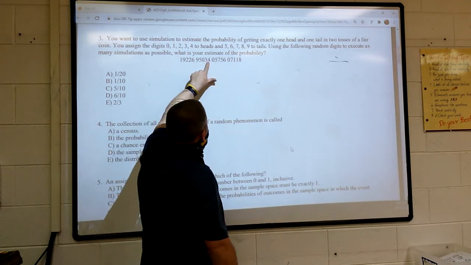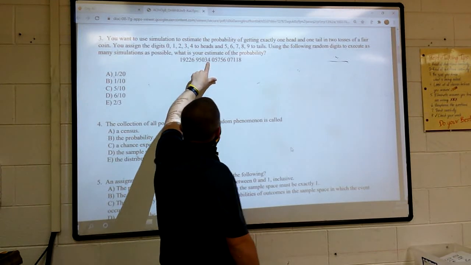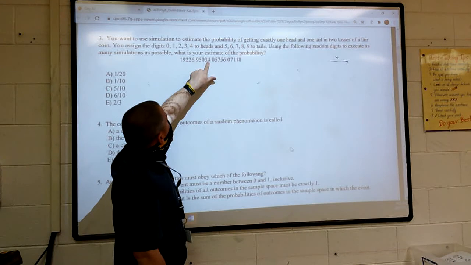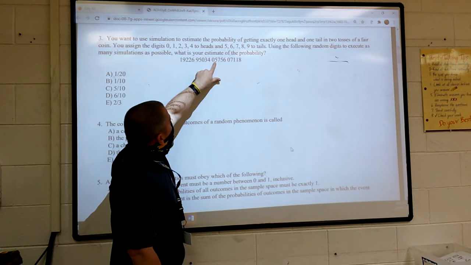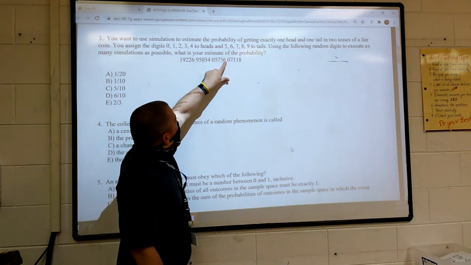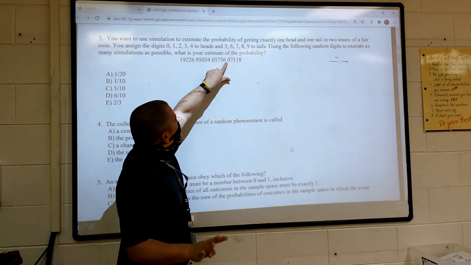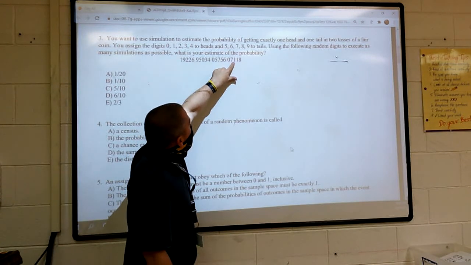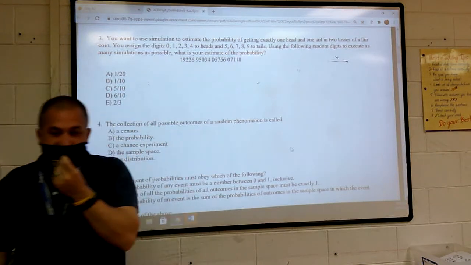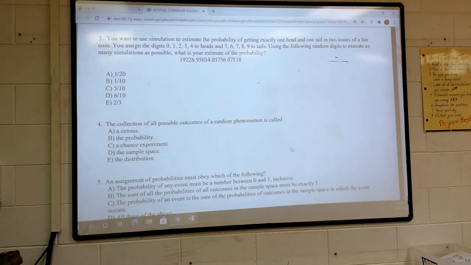What about 34? 34 means you're getting 2 heads. 05, heads, tails. So now we've had 3. 75, no. 60, yes. Now we've had 4. 71, yes. Now we've had 5. 18, yes. Now we've had 6. So we had 6 out of 10.